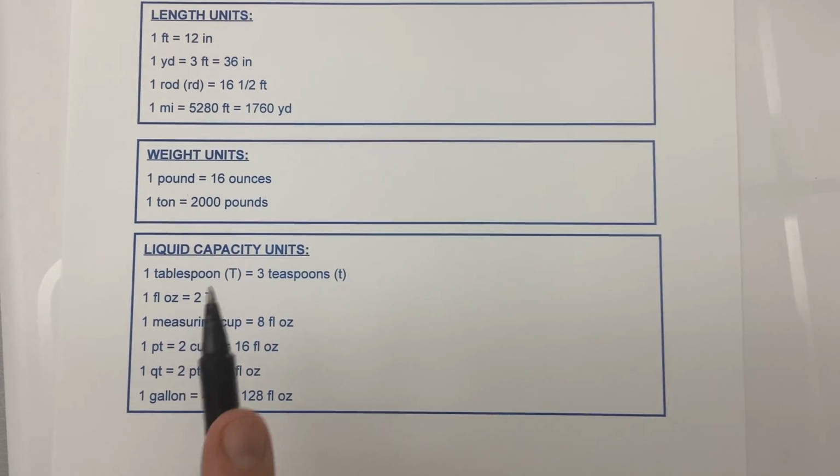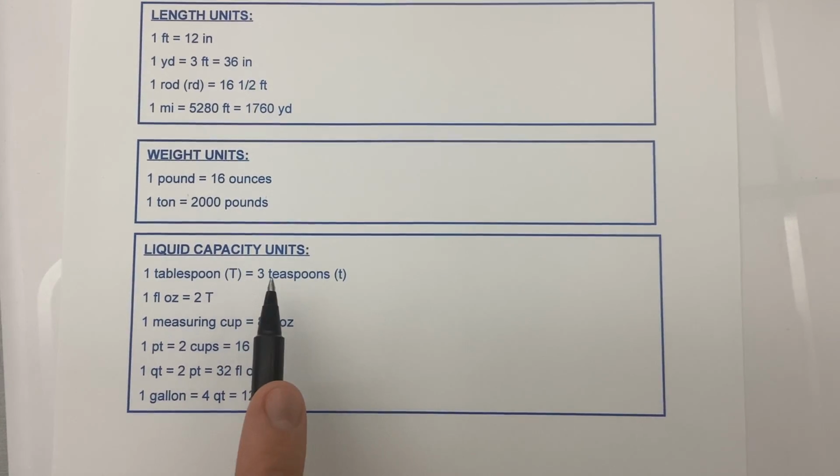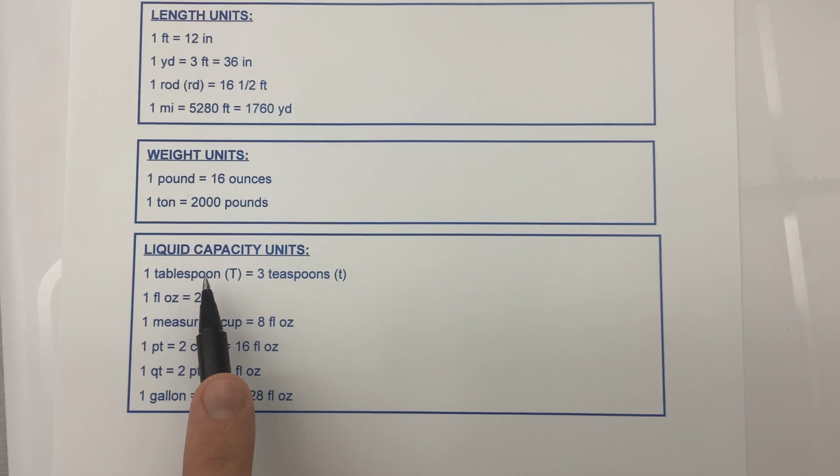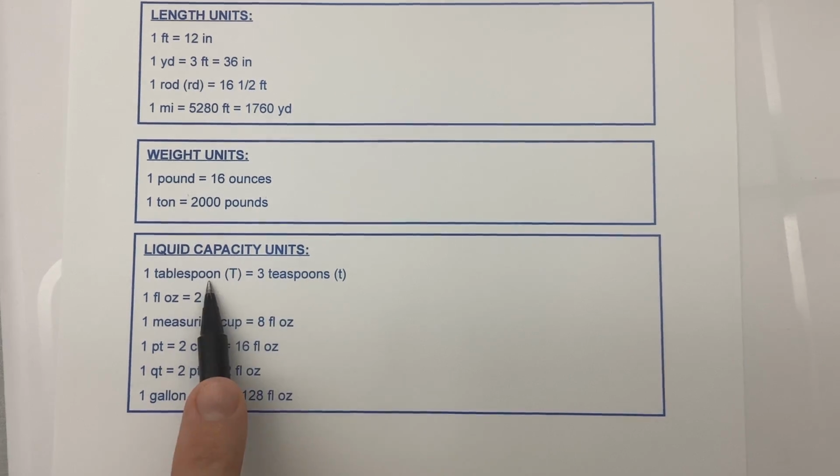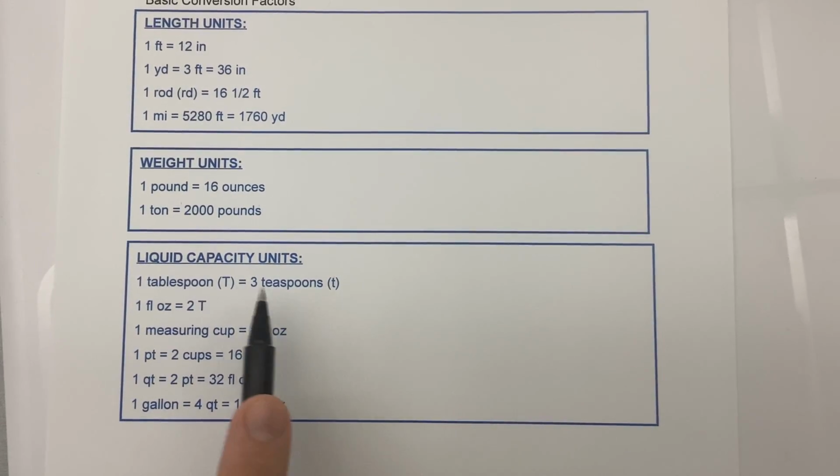Liquid capacities, started talking about these the other day. 3 teaspoons is going to be equivalent to 1 tablespoon. So yeah, teaspoons is the smaller amount. Tablespoons are bigger. 3 of those teaspoons to make 1 tablespoon.